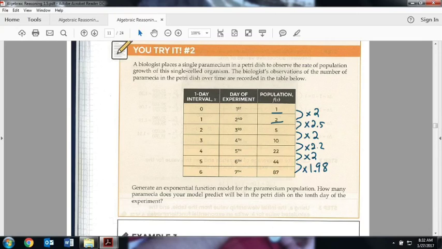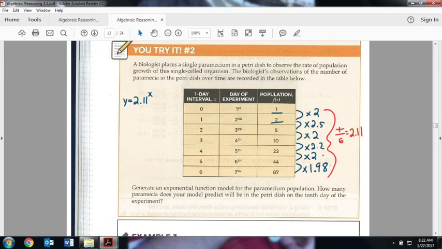All right, so those are all really close. So to generate the exponential function, we'll add up all of those and divide by 1, 2, 3, 4, 5, 6. Divide by 6. And we get 2.11. That is our average ratio. So your equation is y equals your starting point, that's a, so we started with 1, which we don't have to write, times your ratio to the x. Well, my ratio is 2.11 to the x.